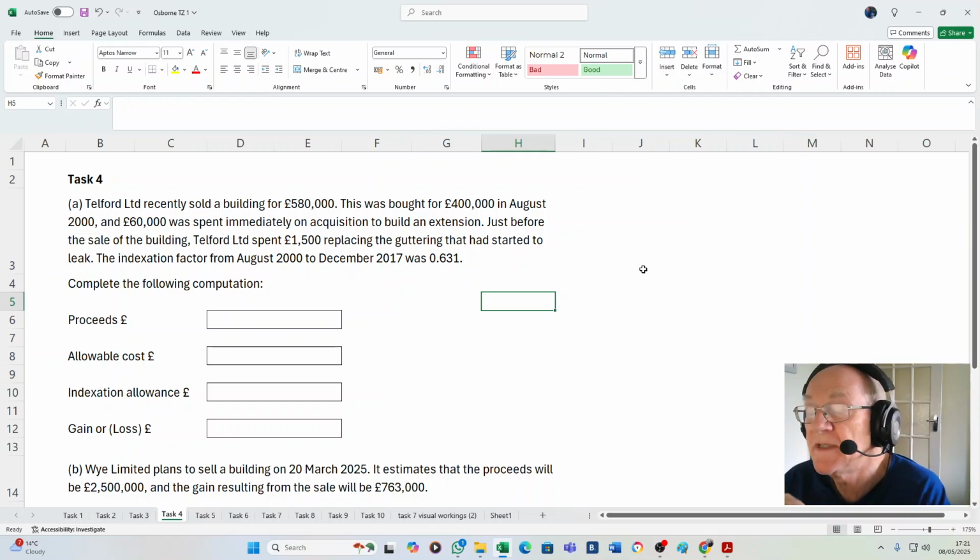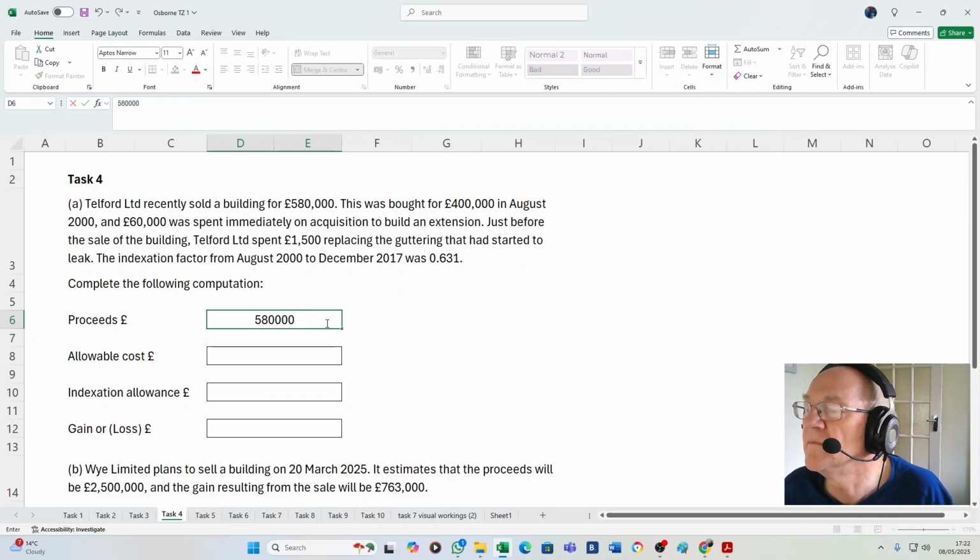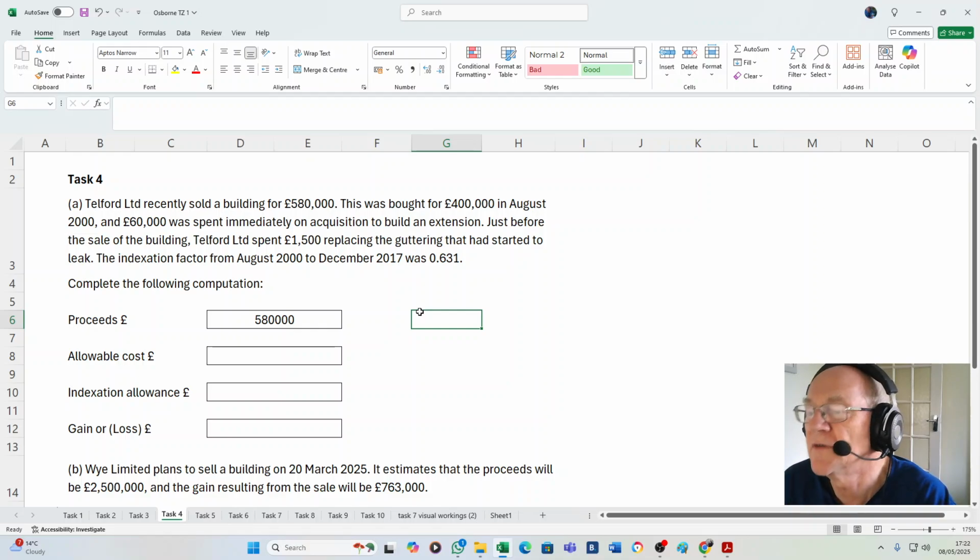So, Telford's, they're a limited company, not a sole trader. They sold a building for 580,000. They bought it for 400,000, but they immediately spent £60,000 on acquisition. The £1,500 guttering is just a revenue expense, so that's nothing to do with this. It's just to try and catch you out or tempt you. But we can put this bit in straight out of the text, £580,000. Now the allowable cost, the extension is fine.